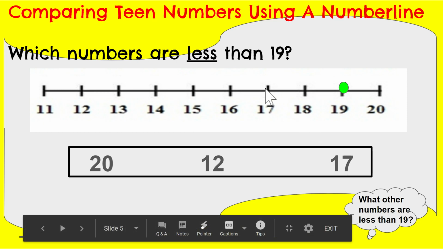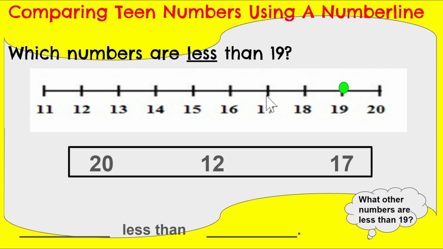Let's find that one. Oh, the number 17, here's our 19, it is also less. It's to the left. So we would say 12 and 17 are less than 19. Say it with me. 12 and 17 are less than 19. Now, as a challenge, what other numbers are less than 19? You could have said 18 or 16, any numbers that are on this side of our number line.